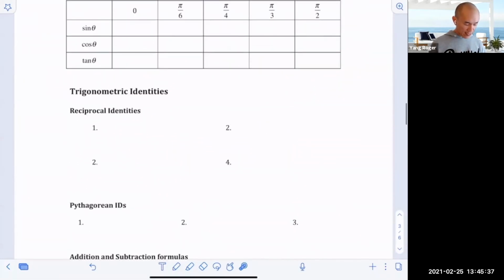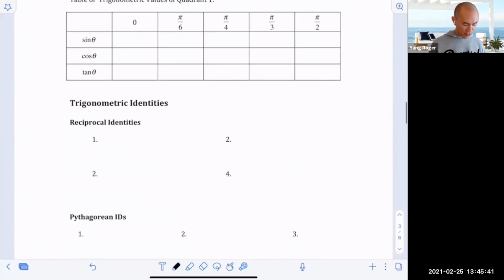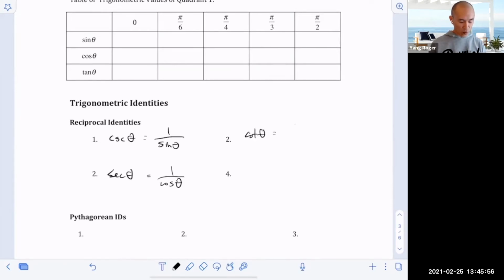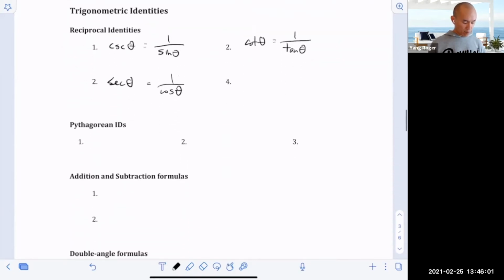And remember last class, I would refer to these reciprocal identities. So I forgot to copy it. So this is going to be cosecant theta is equal to 1 over sine theta. Secant theta is equal to 1 over cosine theta. And remember, cotangent theta is equal to 1 over tangent theta.